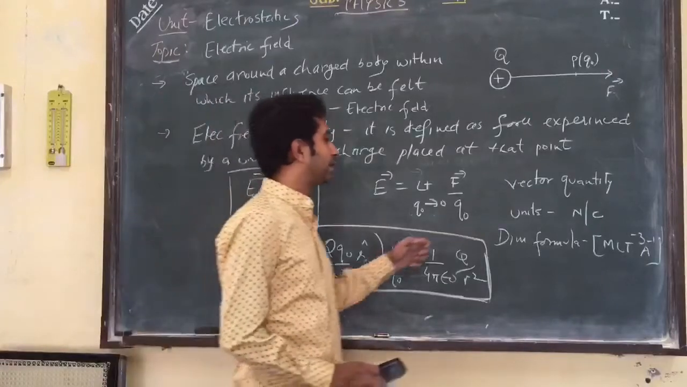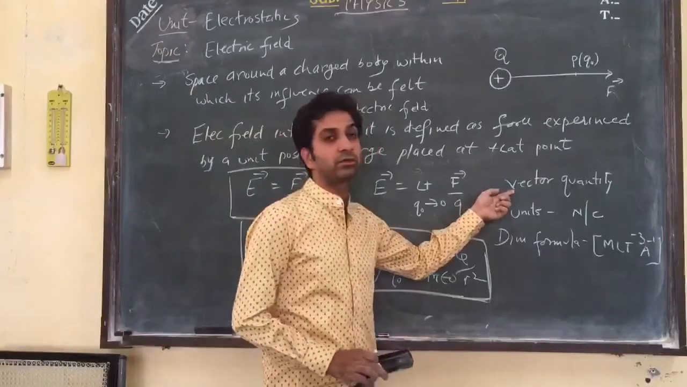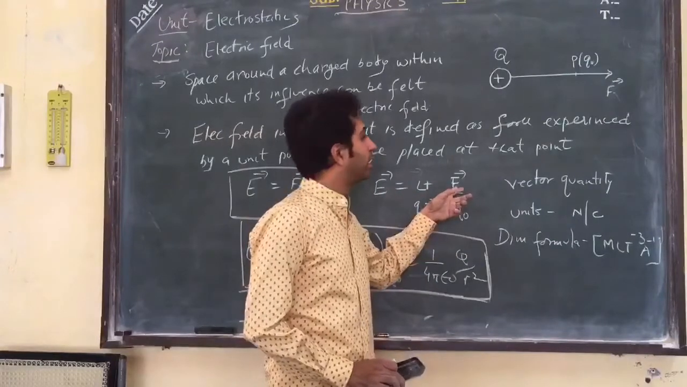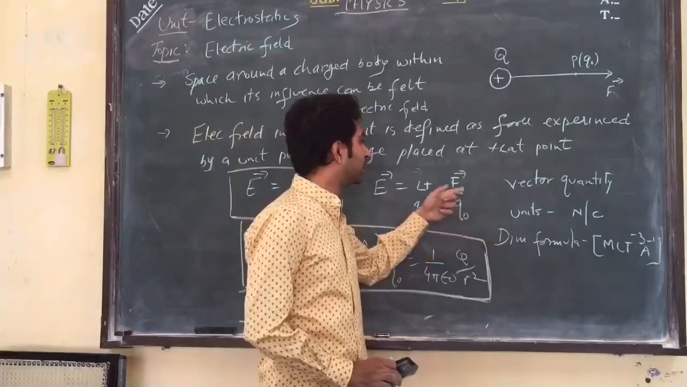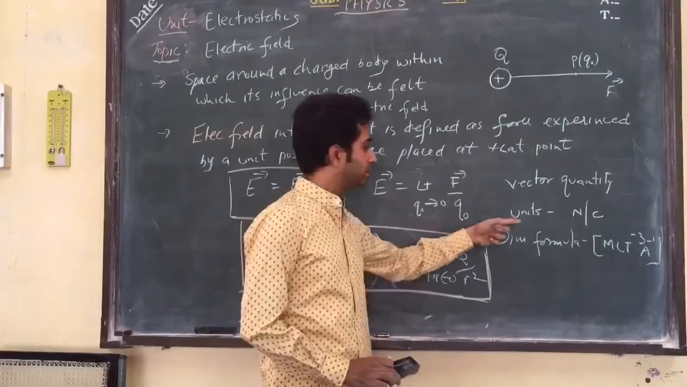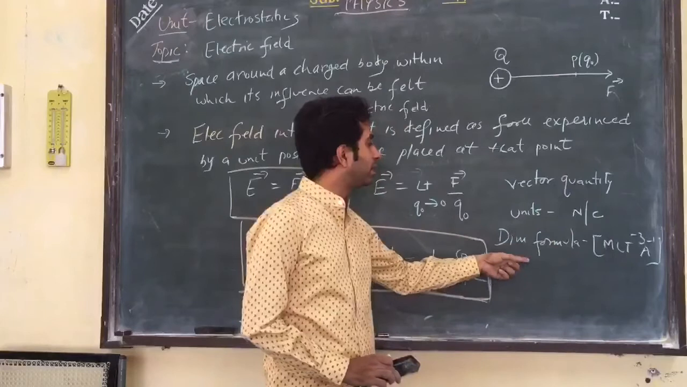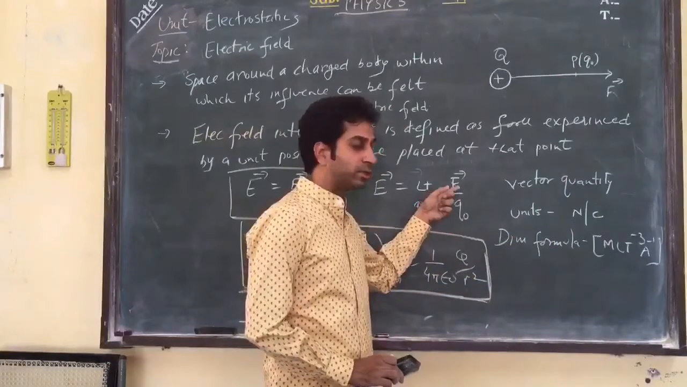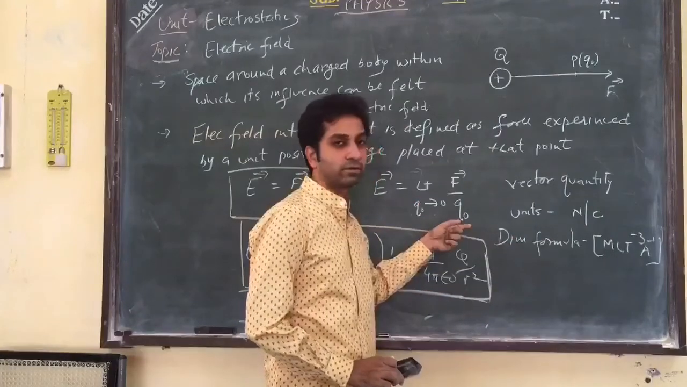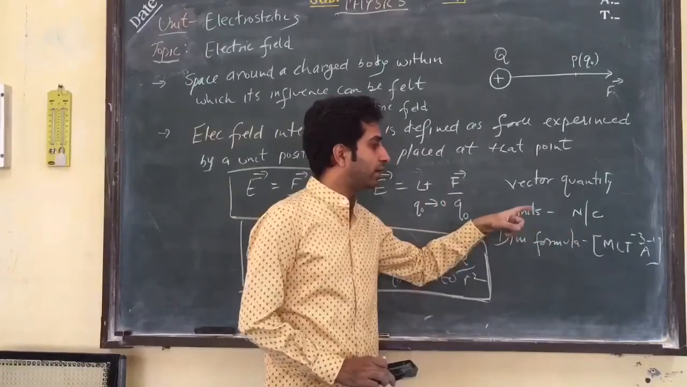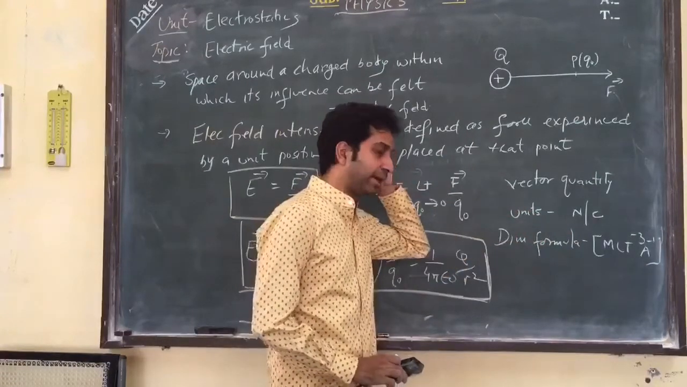And electric field intensity is obviously a vector quantity, so its direction will be in the direction of the force, right? Units are newtons per coulomb. And this is the dimensional formula. You can get the dimensional formula from force and charge and divide the two quantities. You will get M L T minus 3 A minus 1.